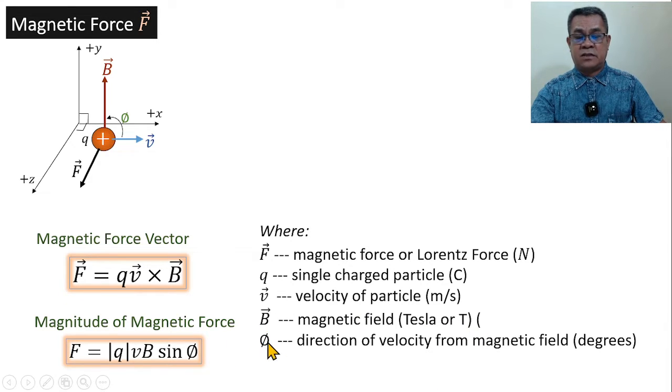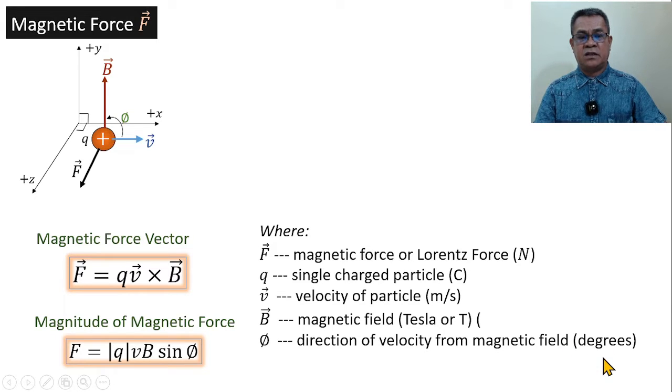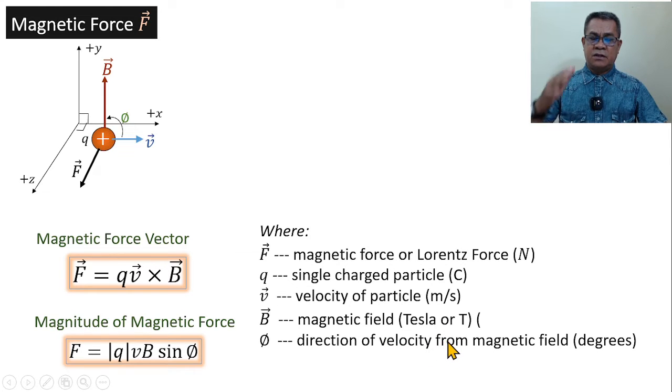And the angle, this is very important, is the direction from velocity towards the magnetic field. So it should be coming from the velocity towards the magnetic field. And the unit should be in degrees. So the angle, again, is coming from the velocity towards the magnetic field.